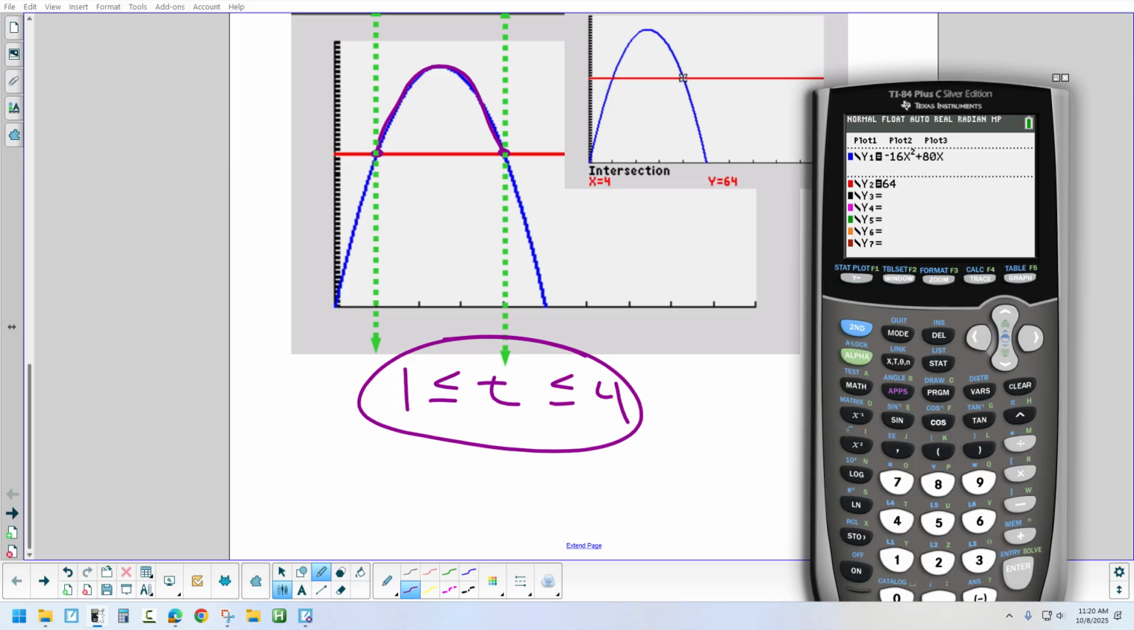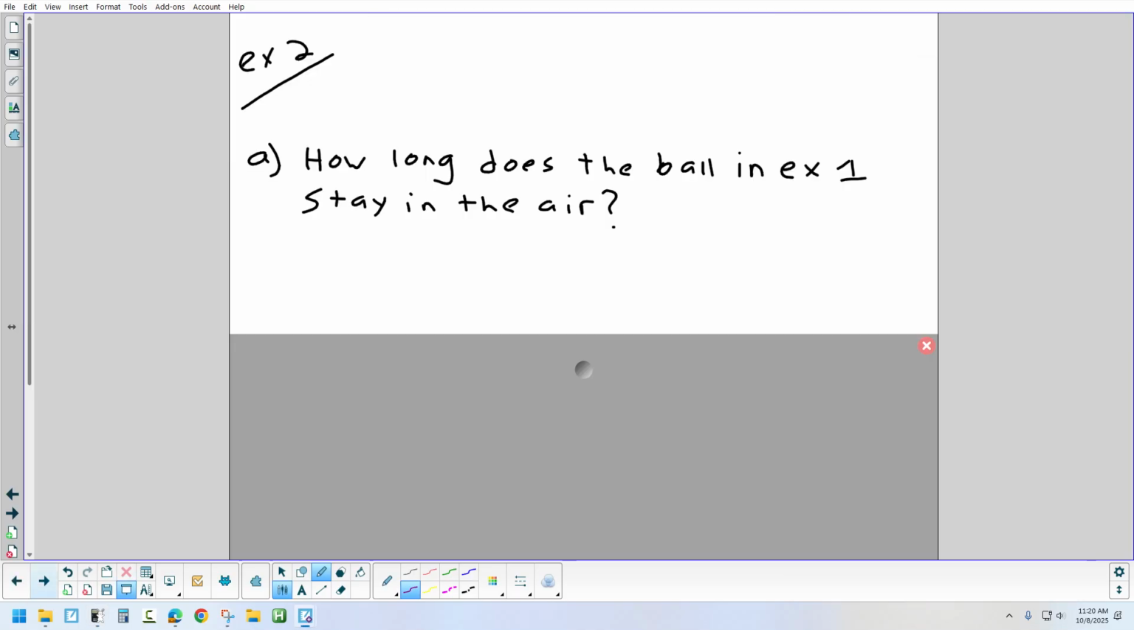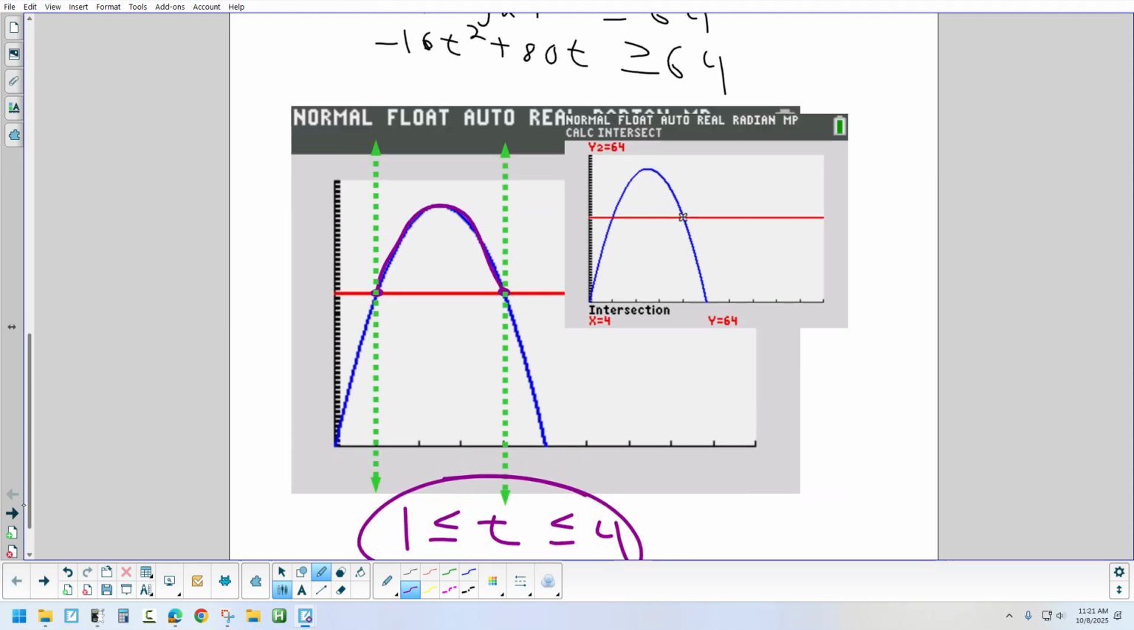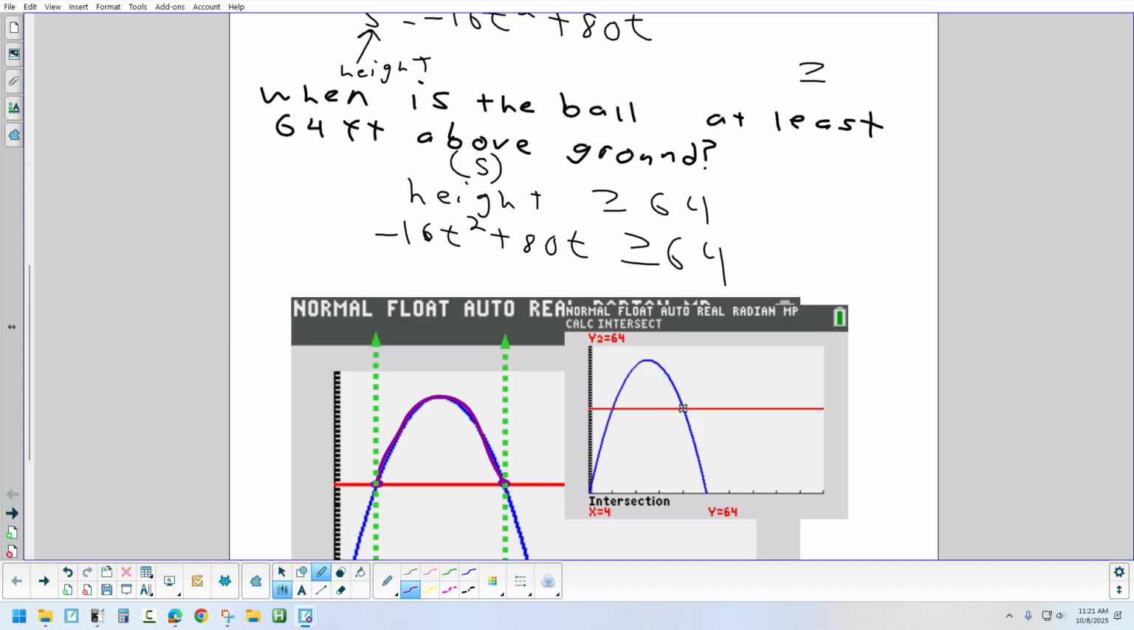Okay. So next one, still related to the same problem. How long does the ball stay in the air? What do we know about the ball if it's in the air? Yeah? Its height would be greater than 0. Its height is above 0. So now you're basically doing the exact same problem again, except instead of looking at when the height is 64 or higher, you're looking at when it's higher than 0.